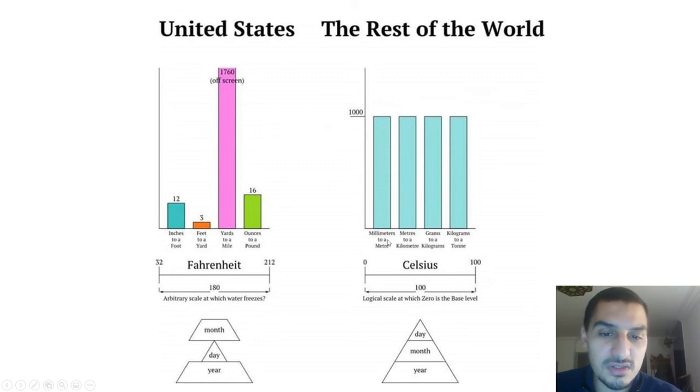While here, from meters to millimeters, or from meters to kilometers, grams to kilograms to tons, the factor is the same. Also for temperature, the Fahrenheit scale is a very weird scale. In Celsius, you know that it goes from 0, which is the freezing point of water, to 100, which is the boiling point of water.